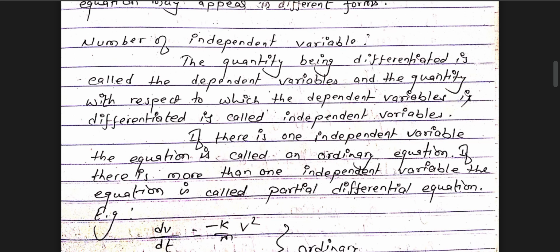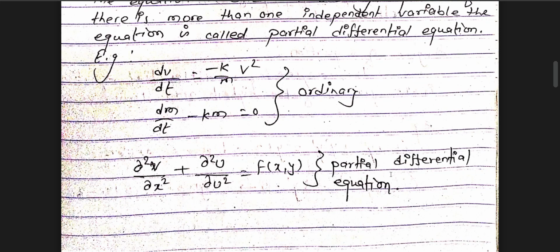If there is one independent variable, the equation is called an ordinary differential equation. If there is more than one independent variable, the equation is called a partial differential equation. For example, dv/dt minus km, d²y/dx², and f(x,y) are ordinary, while the equations with partial derivatives are partial differential equations.